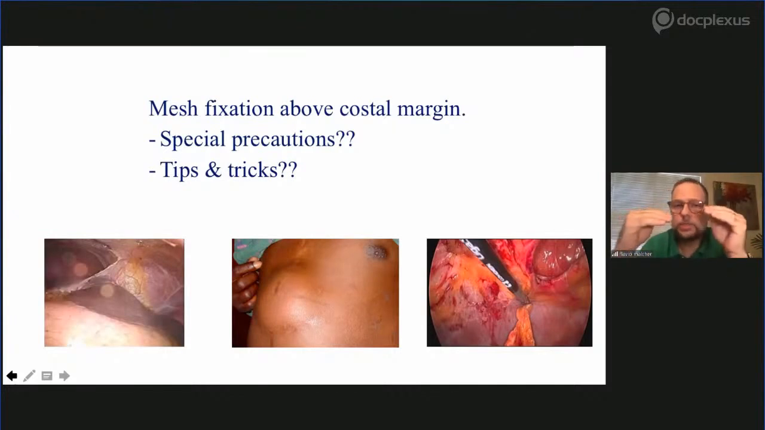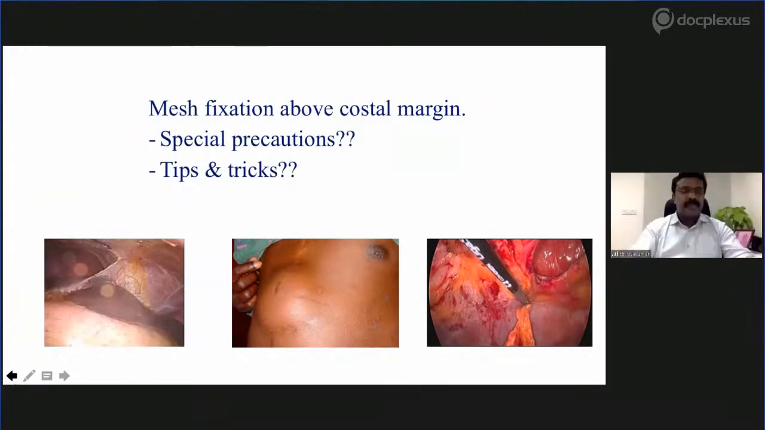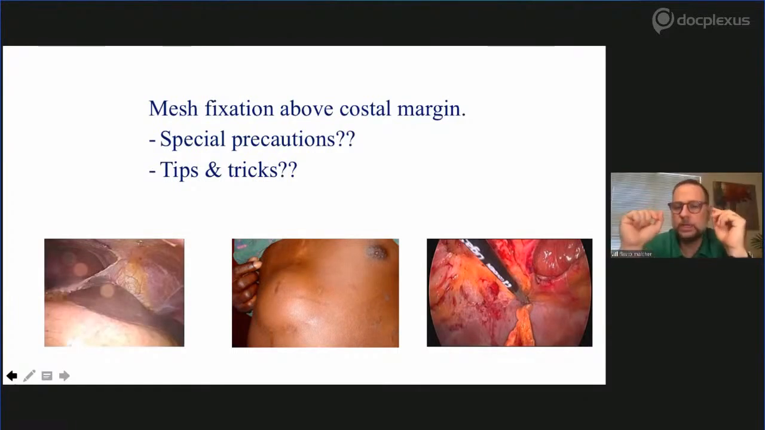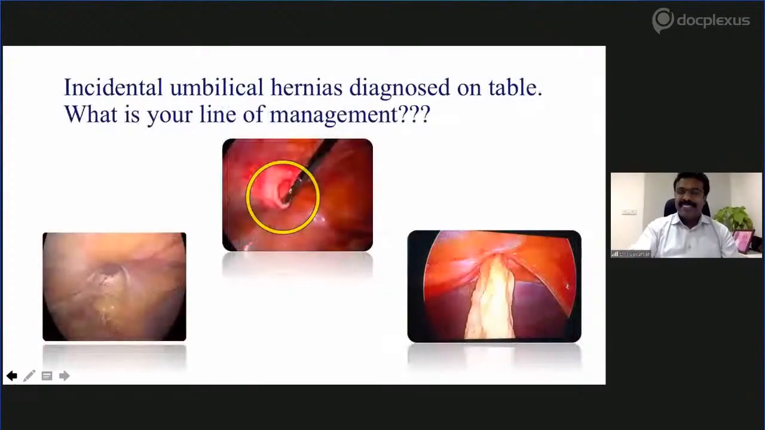If your mesh is still intraperitoneal in part, that piece of the mesh goes extraperitoneal, so you don't need to fix that part. You just put a couple of sutures or glue, and you don't need to do penetrating fixation above the costal margin. I think this is the best thing that we can do. Any opinions?